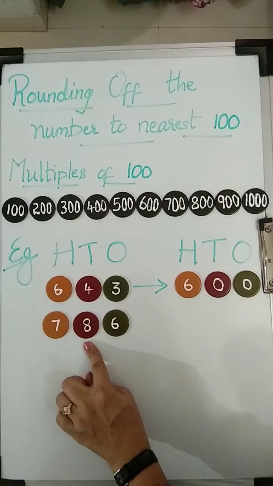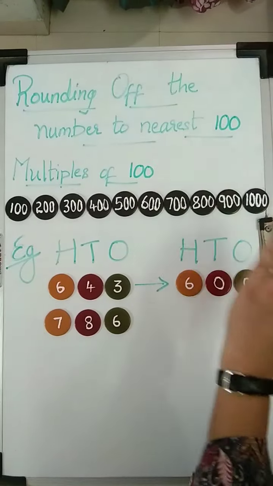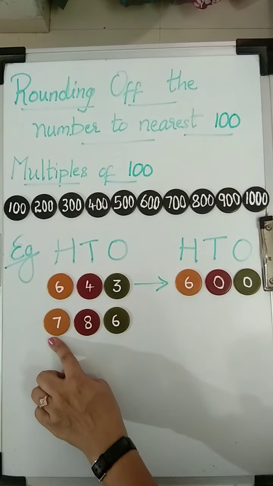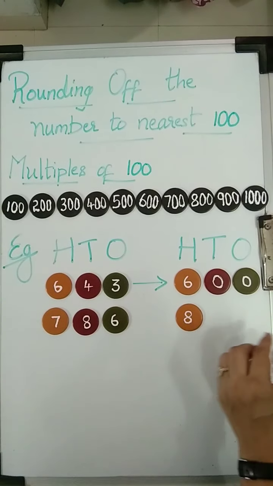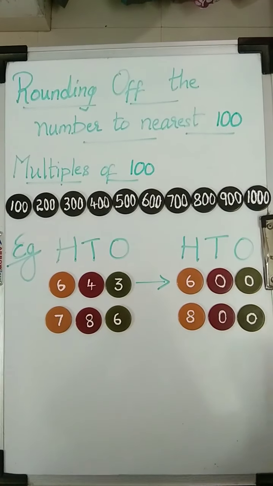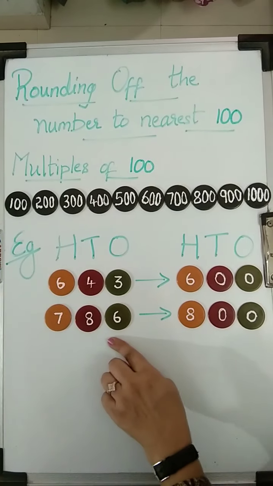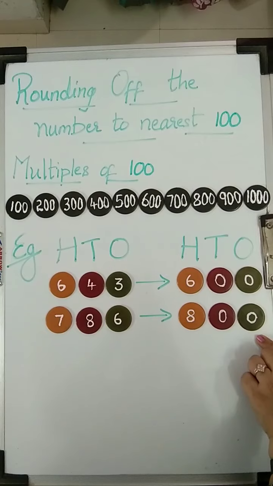Now 8 means it is a digit which is bigger than 5. So as it is bigger than 5, the number 786 will round off to the next 100. So next 100 means 800. So 700 here becomes 800. And what happens to tens and ones place? They become 0. So how do we read this? The number 786 when rounded to the nearest 100 becomes 800.